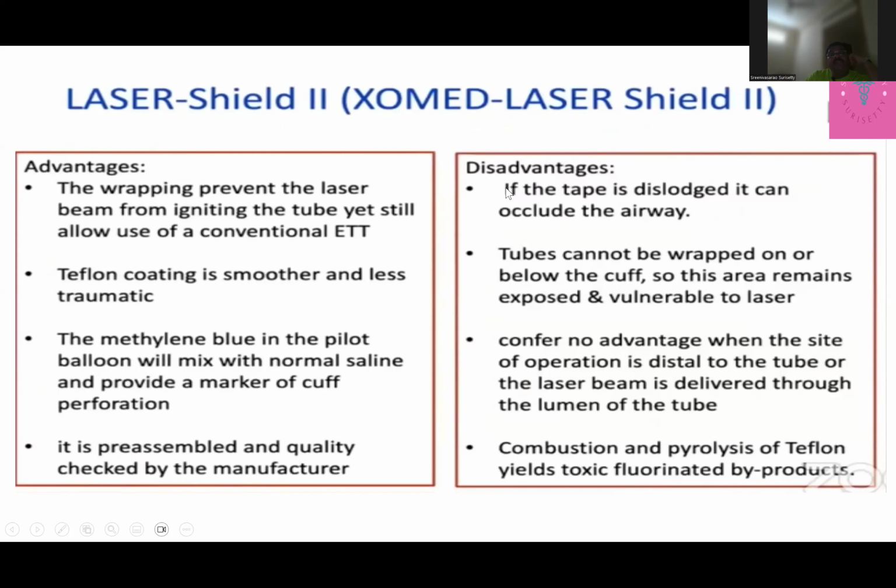And the disadvantages of the laser shield tube: if the tape is dislodged, it can occlude the airway. The tubes cannot be wrapped on or below the cuff, so this area remains exposed and vulnerable to the laser. There is no advantage when the site of operation is distal to the tube, where the laser beam is delivered through the lumen of the tube. Combustion and pyrolysis of Teflon yields toxic fluorinated byproducts at the site.